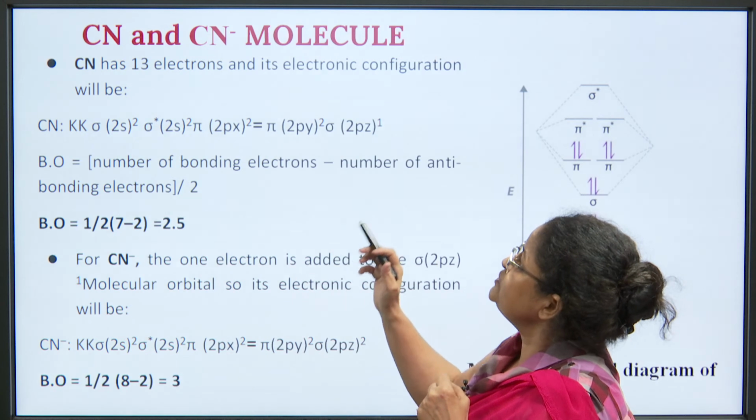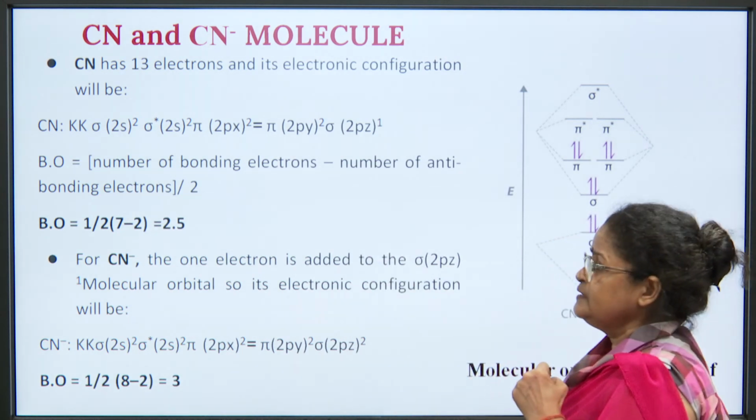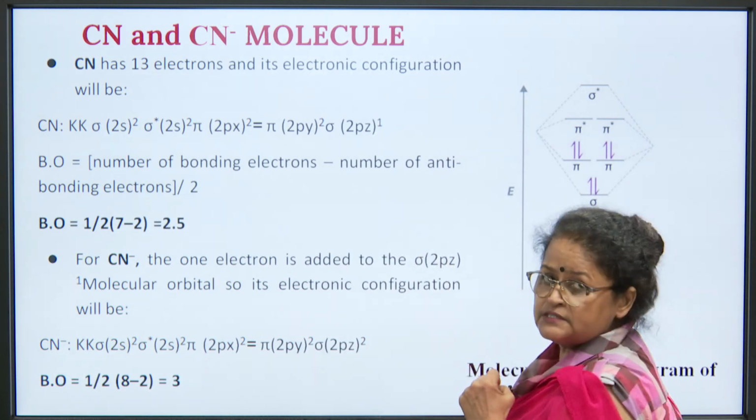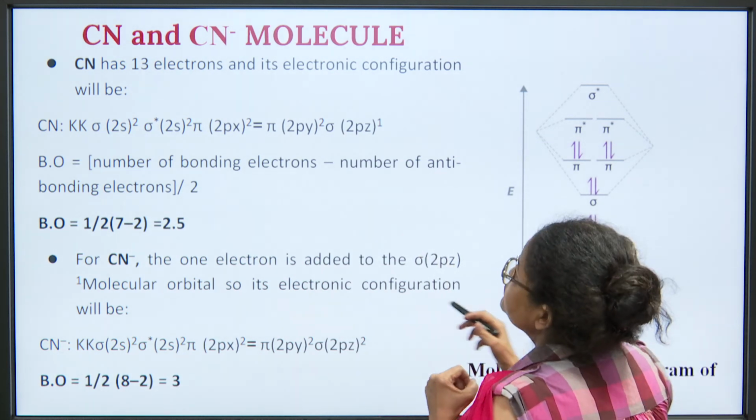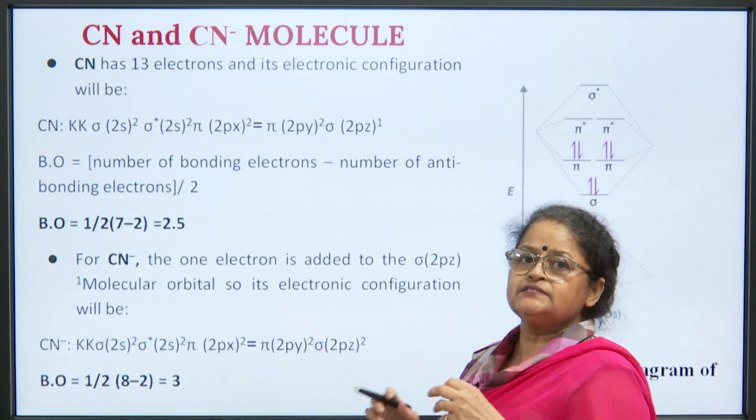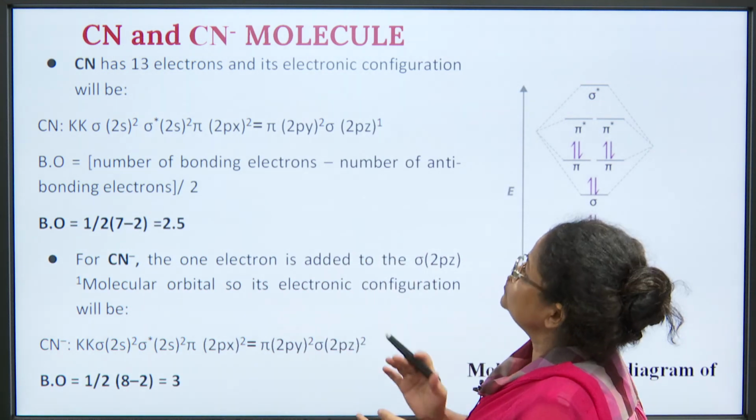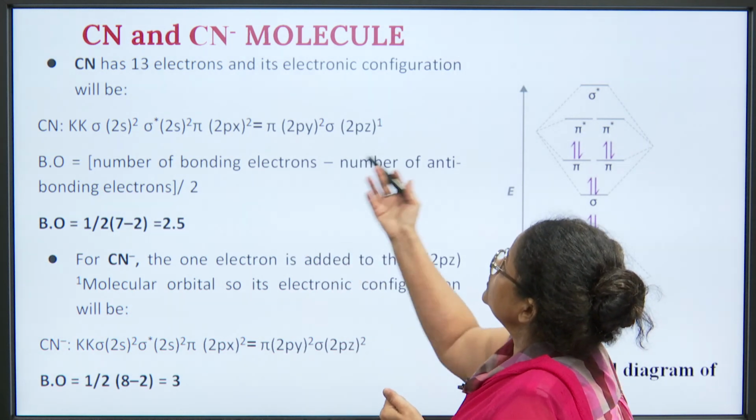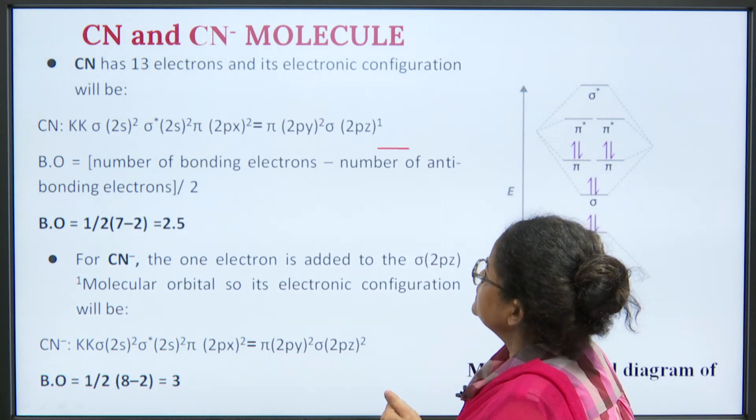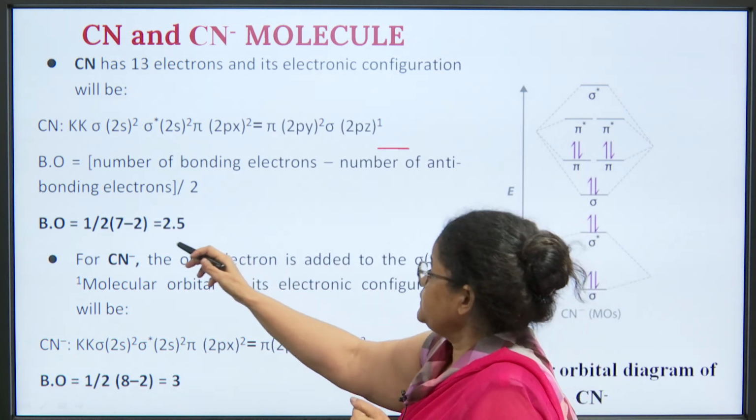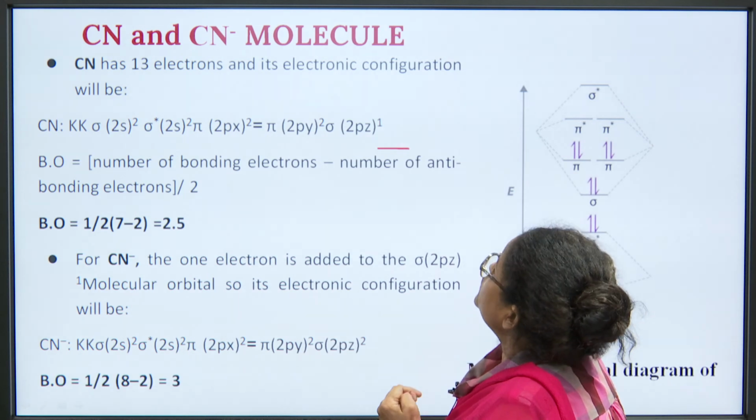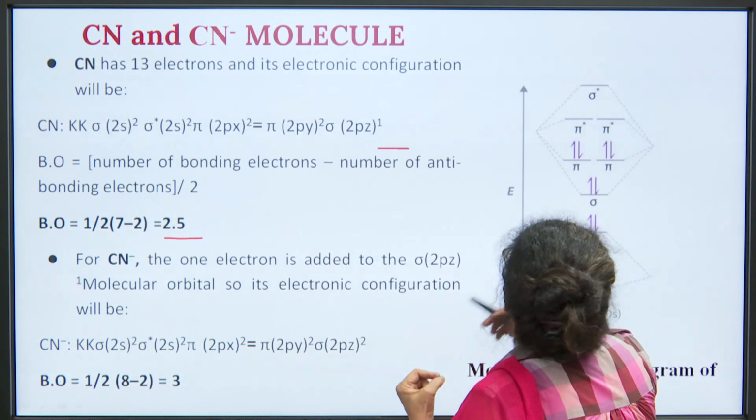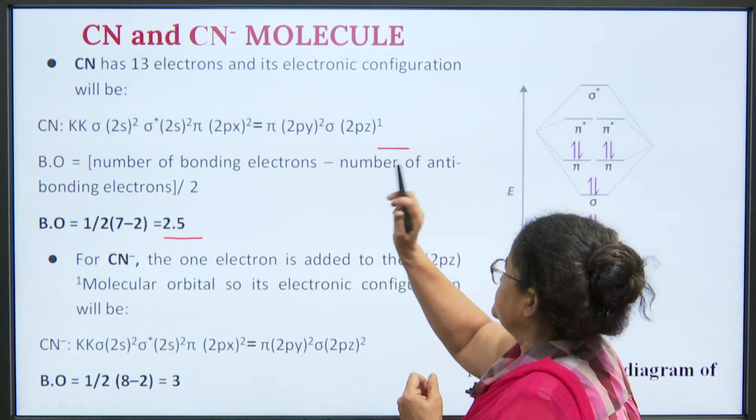Now, the next heterodiatomic molecule is CN, and since CN minus is more stable, I have taken CN minus for the diagram. In CN, carbon has 6 electrons and nitrogen has 7 electrons, adding up to 13 electrons. The electronic configuration is as mentioned here. Now, have a look at its bond order. The bond order appears to be 2.5, and there will be one unpaired electron in it.